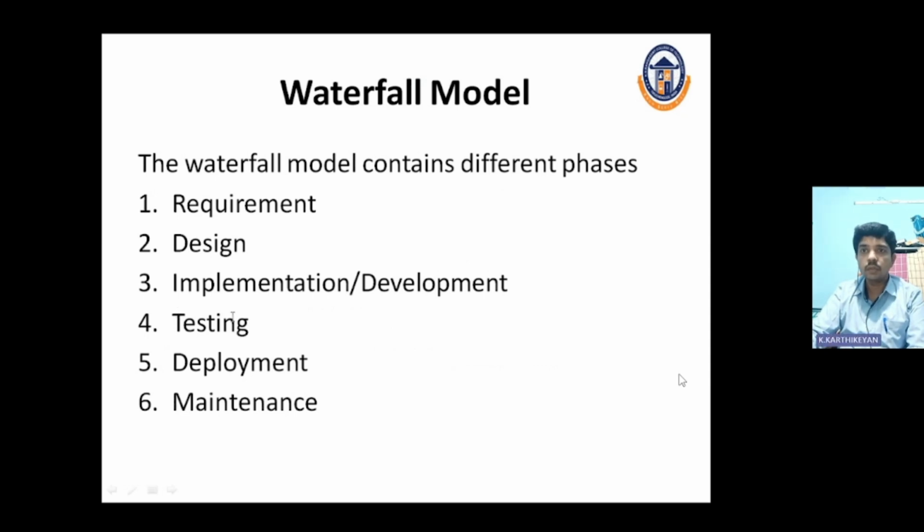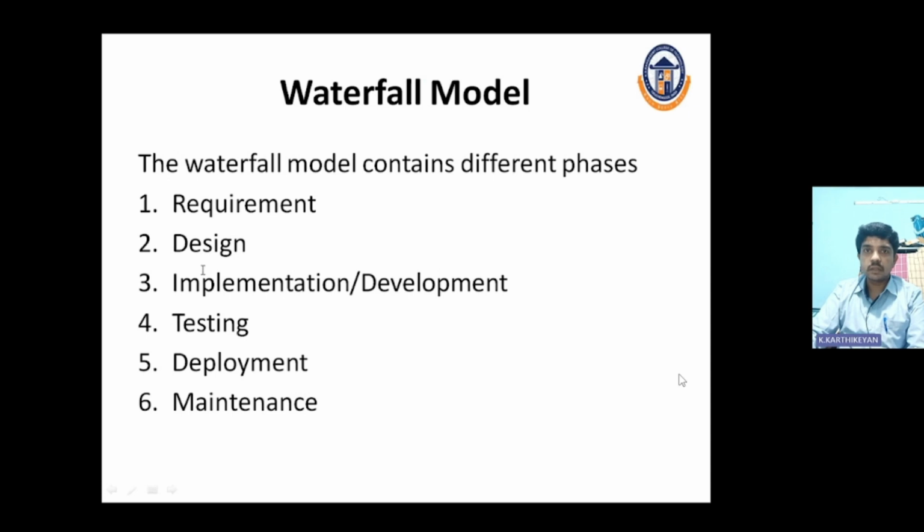One thing you have to remember: if one phase is completed, then only you can access the next phase. Without completing the previous phase, you are not supposed to access the next phase. Once it is frozen, only then move on to the next phase, like a waterfall top-down approach. The waterfall model contains different phases. The first one is requirement, the next one is design, the third one is implementation, the fourth one is testing, the fifth one is deployment, and the sixth one is maintenance.